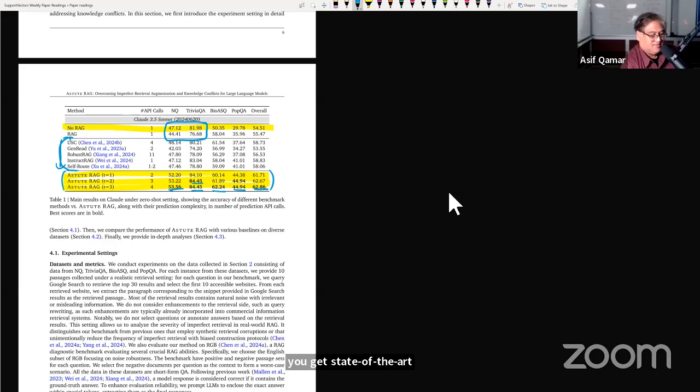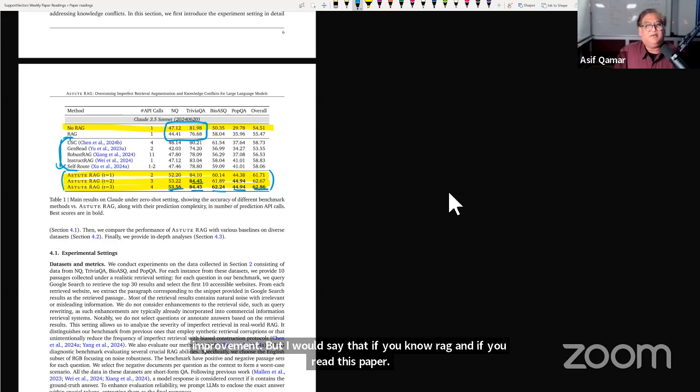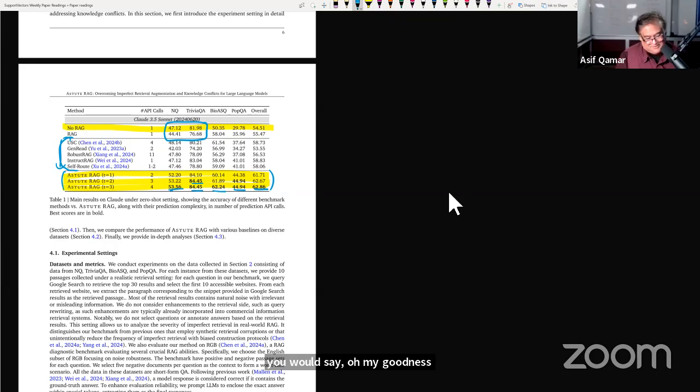Now, by the way, these numbers are a material improvement. To get this level of improvement is significant. I wouldn't say that it has completely cracked the problem, but I would say that if you know RAG and if you read this paper, you would say, oh my goodness, why didn't we think of doing it ourselves? And well, it turns out that these clever guys discovered the technique that I suppose in hindsight looks like we should have done.